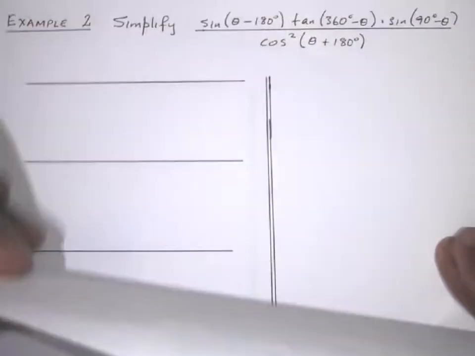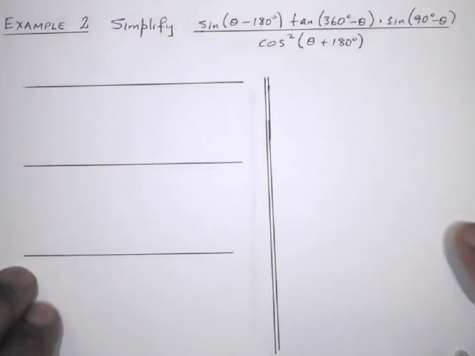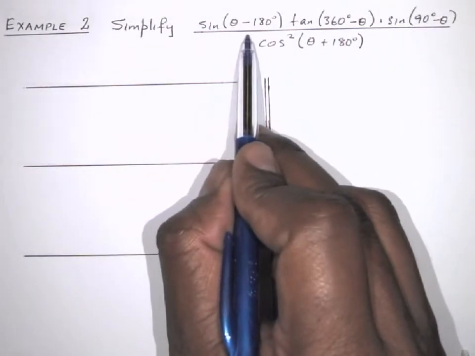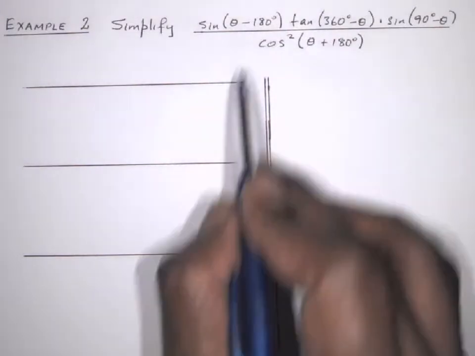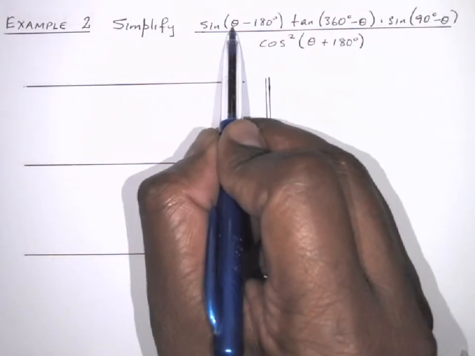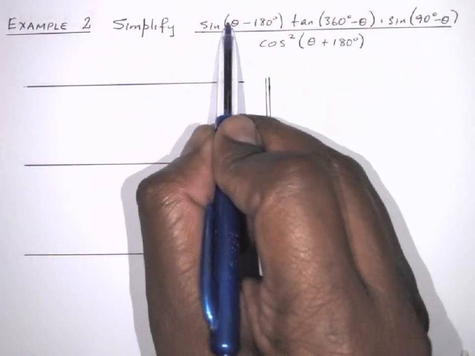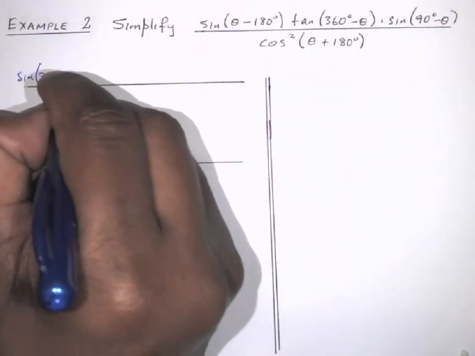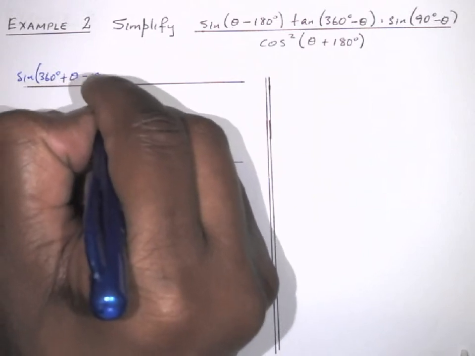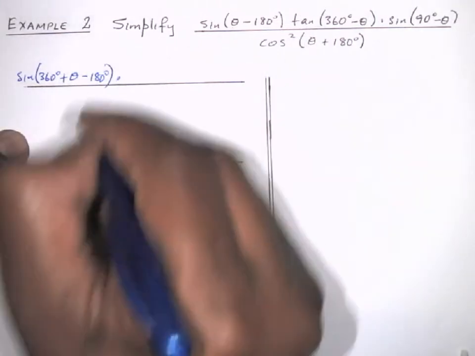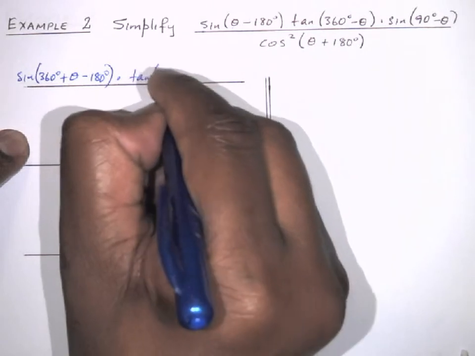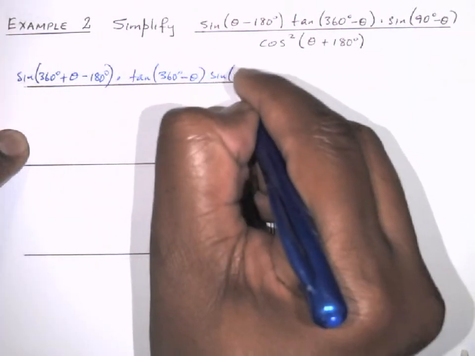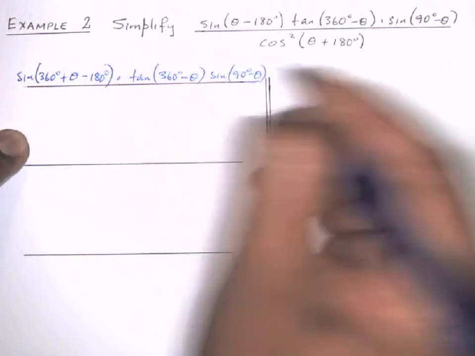Let's look at another example that we might get. They may say, can you simplify this? Now this is where we're going to use this thing, remember. Okay, now this angle is so small. Remember, when the angle is small, we add 360 here in front. So we say here, so this is sine of, now put 360 degrees, then plus theta minus 180 degrees, then times tan of 360 degrees minus theta, and then sine of 90 degrees minus theta. So this is divided.